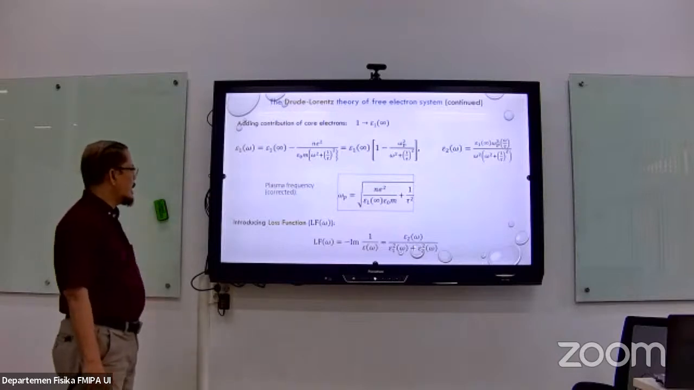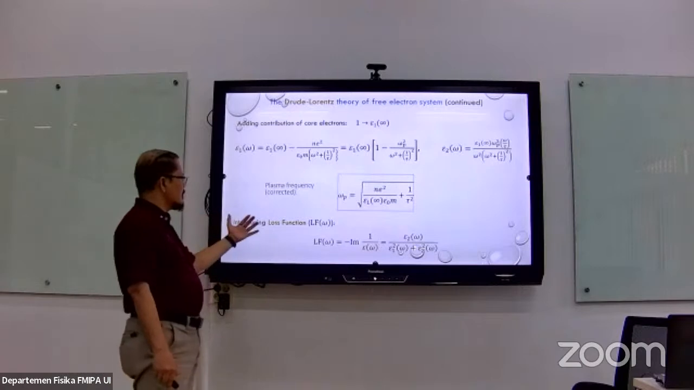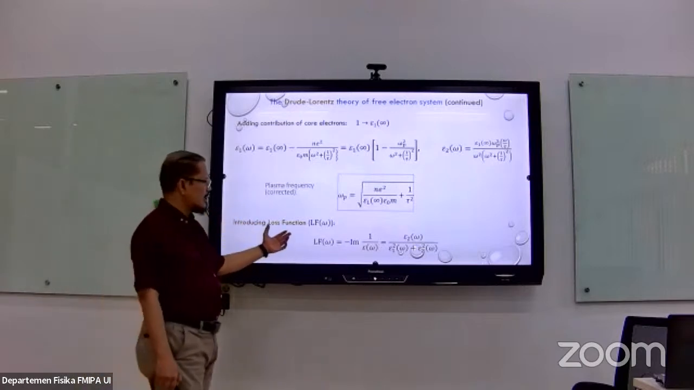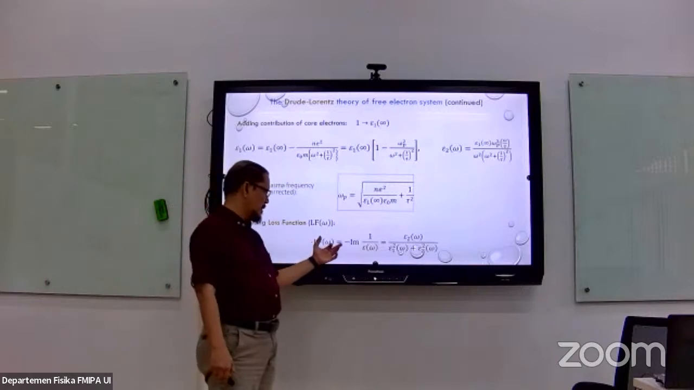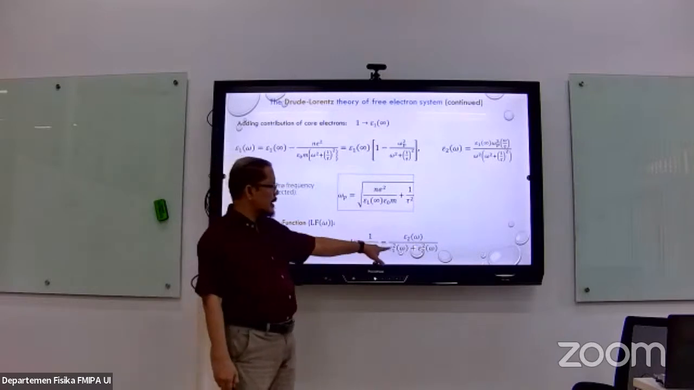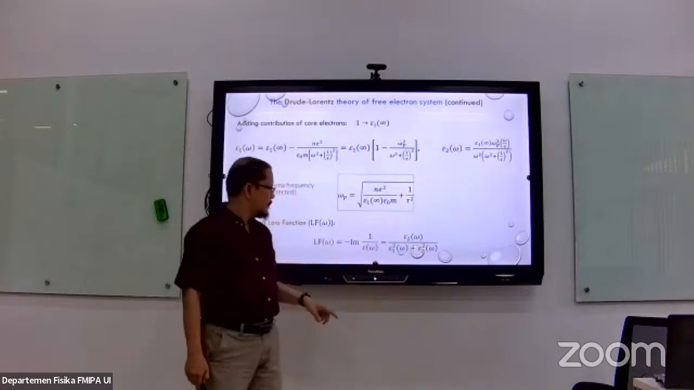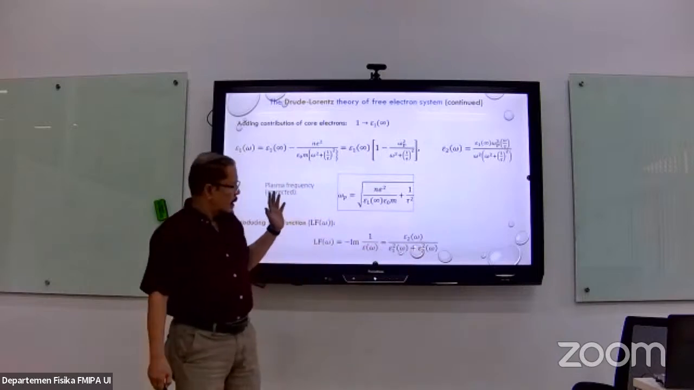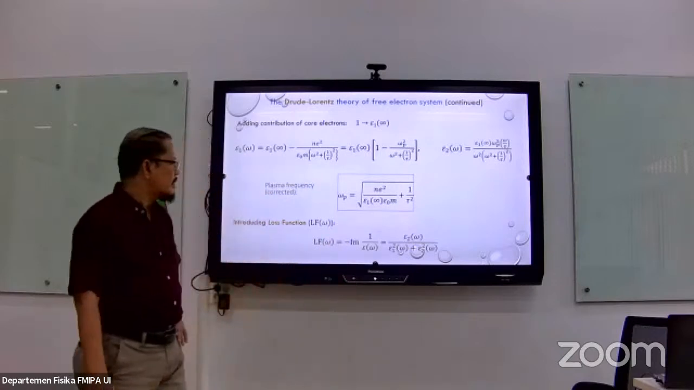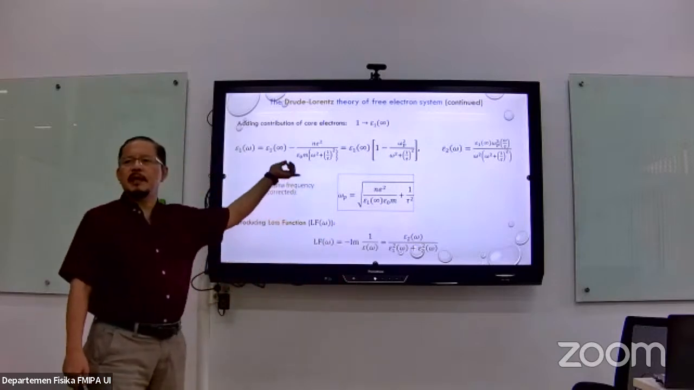At this point, I would also like to introduce another quantity called the loss function, defined as the minus imaginary part of 1 over the complex permittivity. If we work it out, this is what we get. This is the formula. What does this mean? You will see how it behaves.